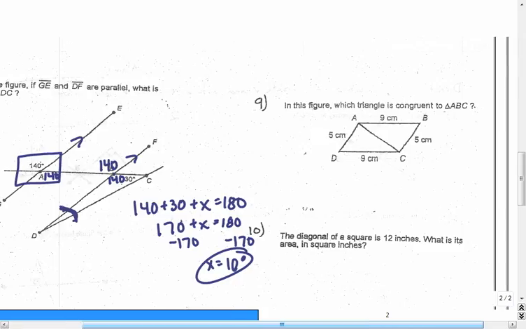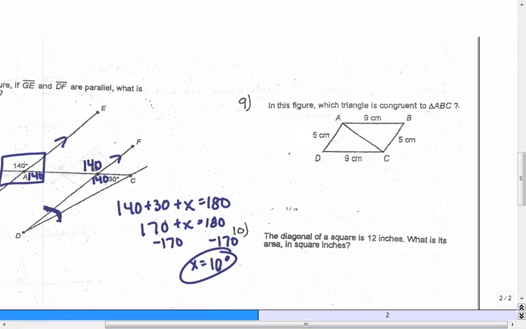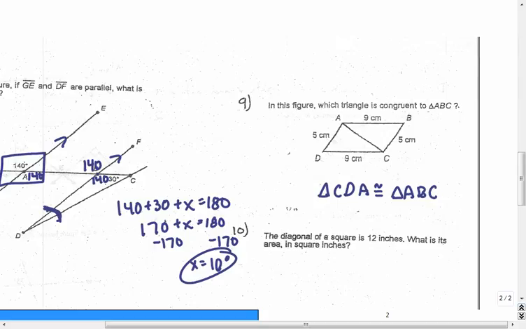Okay, problem number 9. In this figure, which triangle is congruent to triangle ABC? So AB is 9 centimeters, BC is 5 centimeters. So I want to do the same thing down here. So I'm going to do CDA, 9 to 5. So triangle CDA is congruent to triangle ABC.